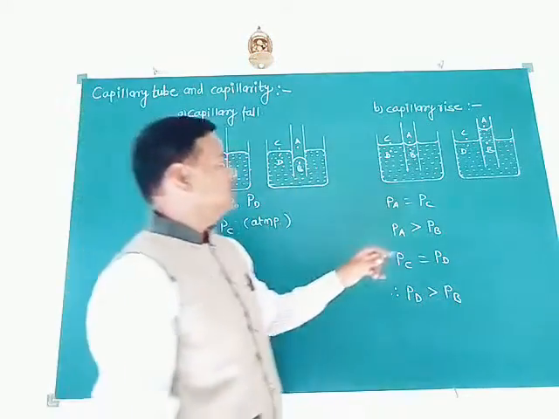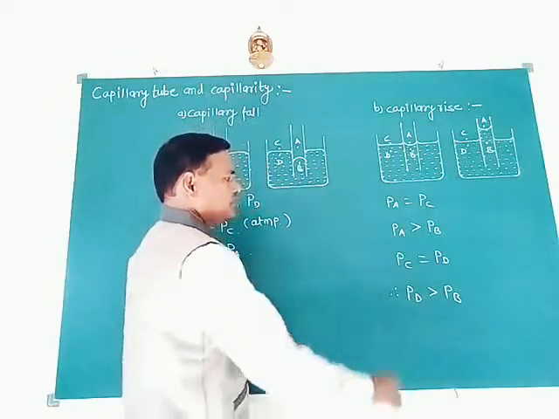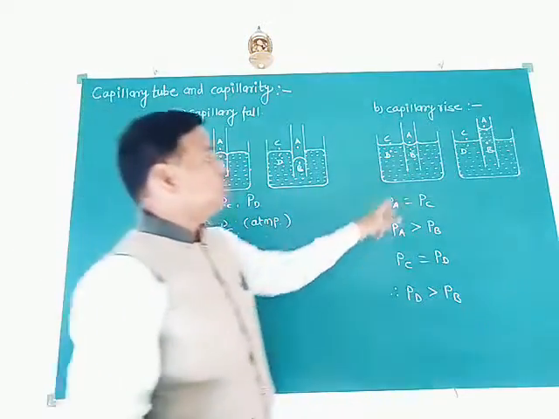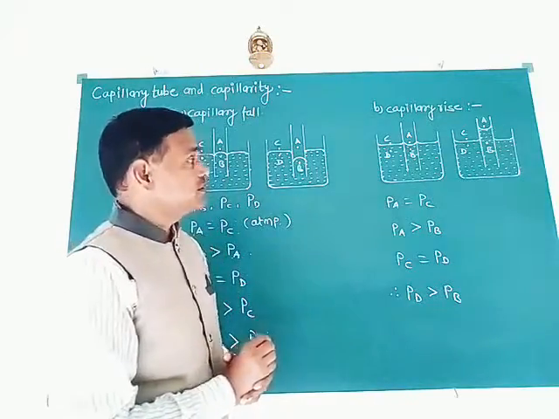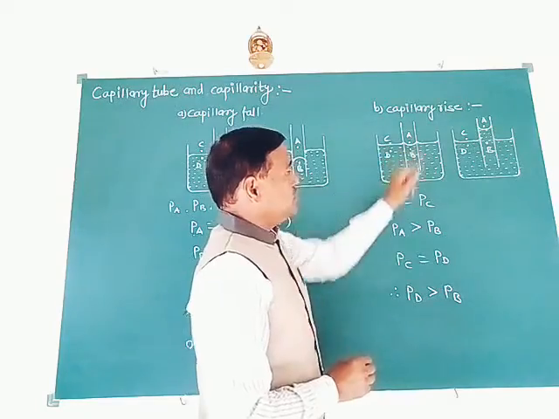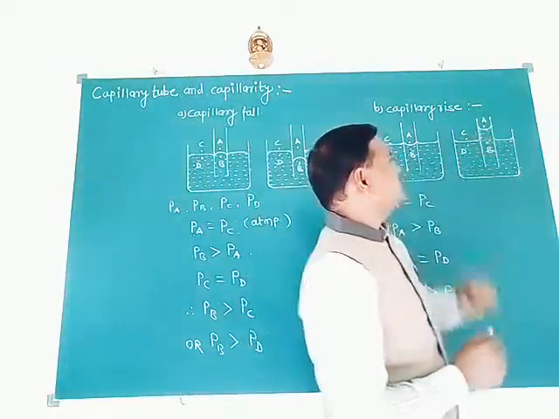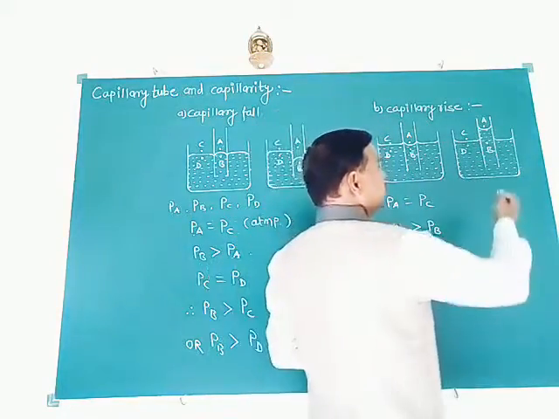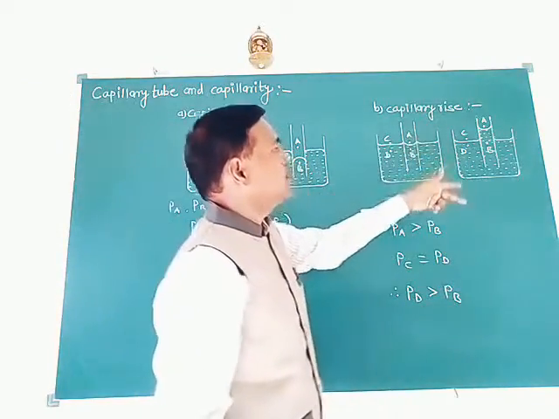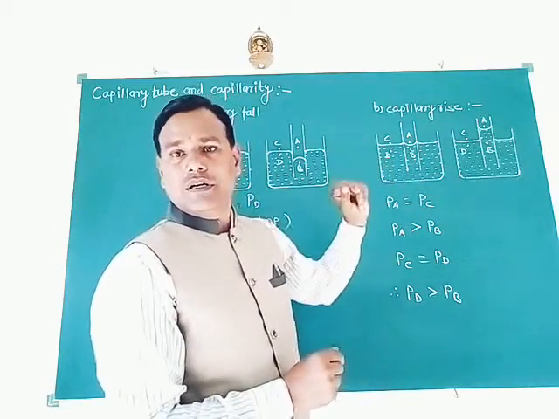See here carefully. Pressure at point D is greater than pressure at point A or pressure at point B. As pressure at point D is greater as compared to pressure at point B, the liquid rises in upward direction like this. So level of liquid inside the capillary tube rises, or you can say level of this point A rises.